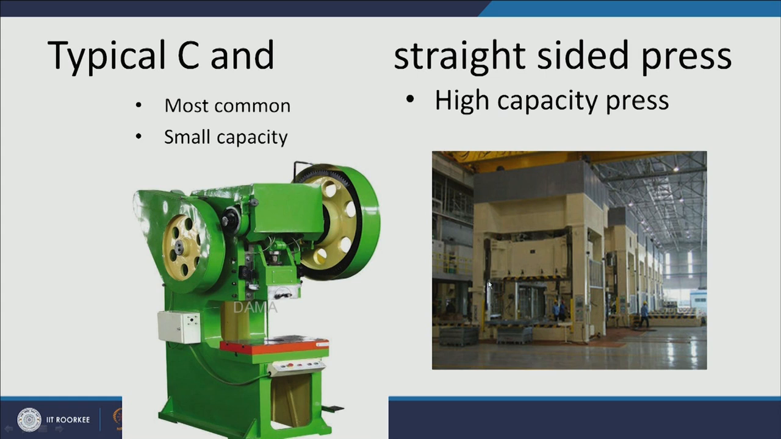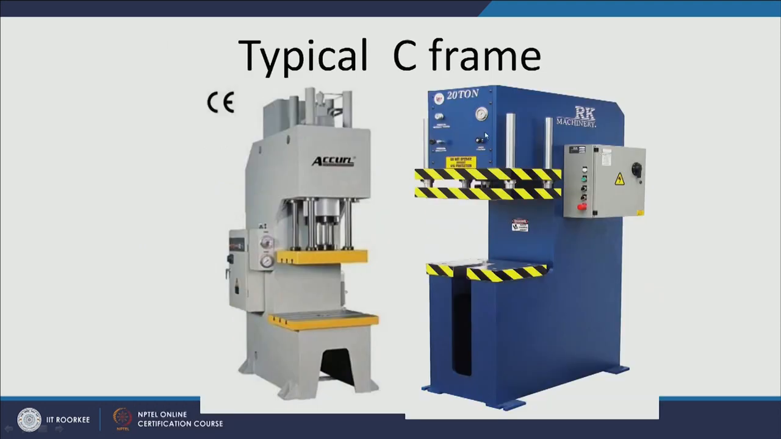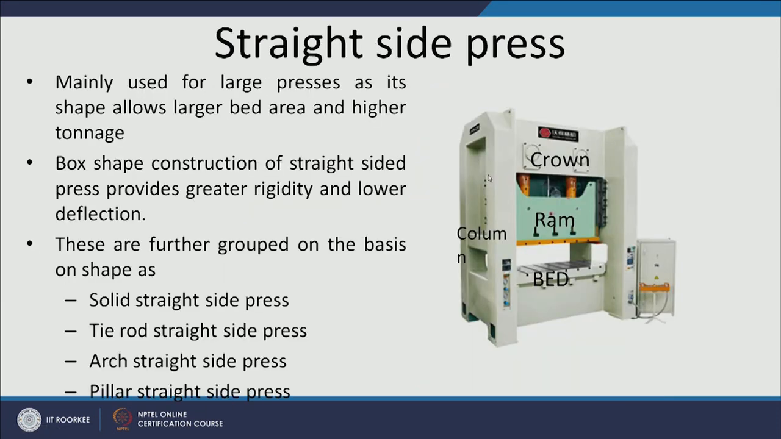This is one typical press having four sides which are straight, and this is a very large ram which will be moving up and down, and this is the bed of the press. This is again the C type of press, the two different types of C type presses. Straight sided presses are mainly used for large presses as they allow a large bed area and a higher tonnage.